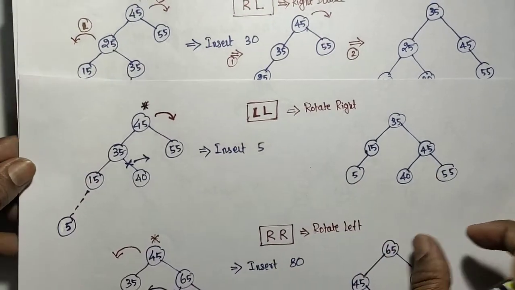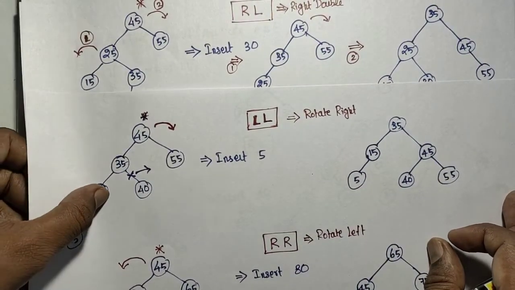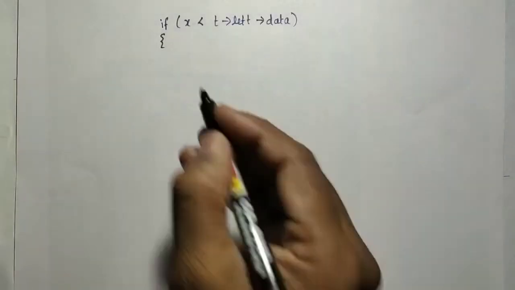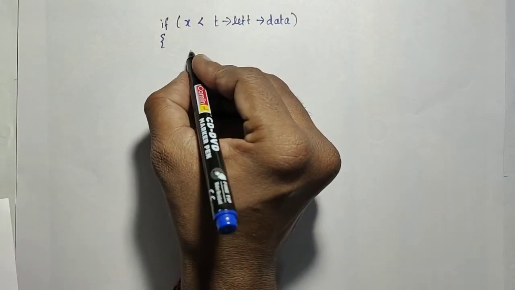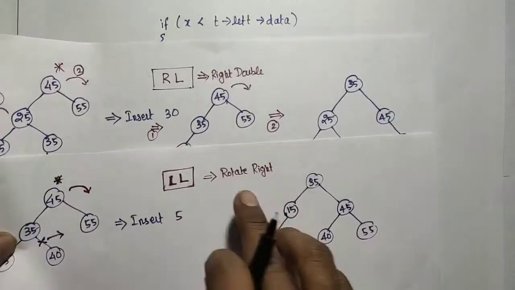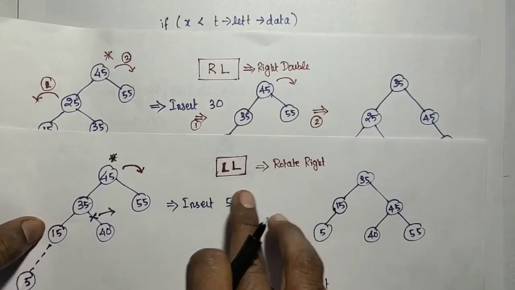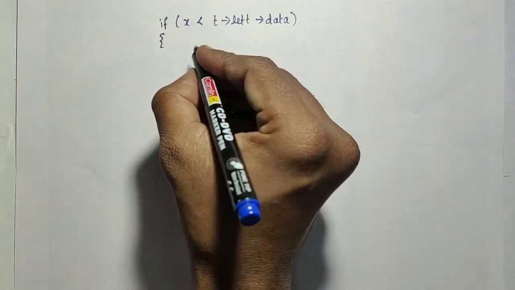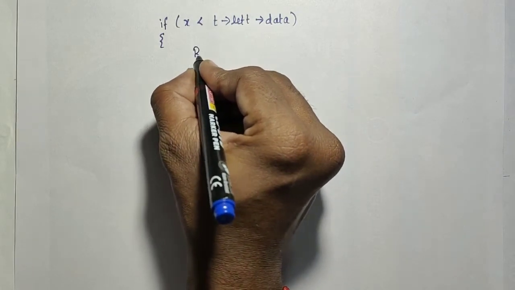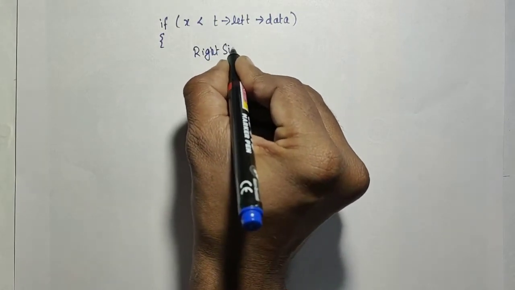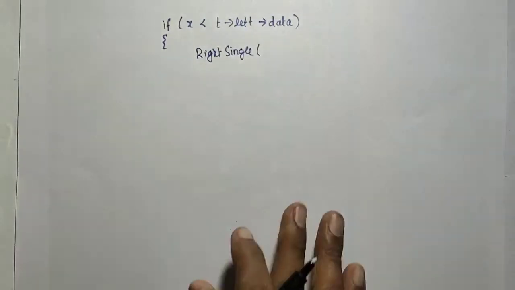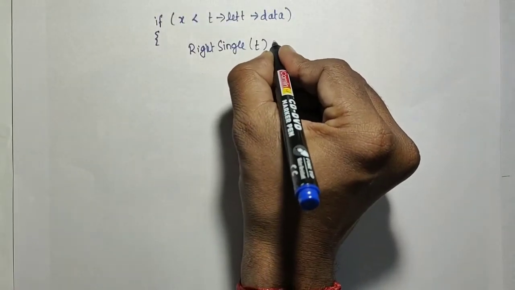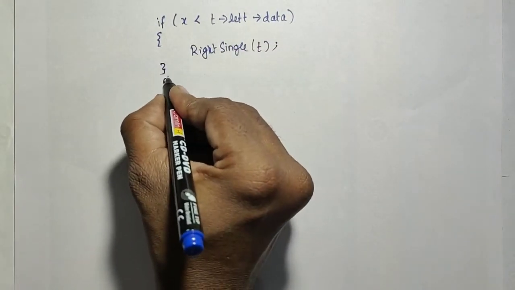So in that case I need to rotate right. The solution is rotate right. This is the situation now. Rotate right means you just call the single right rotation. Which node has to be rotated? That t. So rotate right of t.